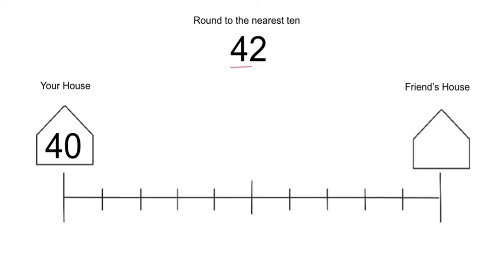So now let's see what your friend's house is. If we count by ones, 41, 42, 43, 44, 45, 46, 47, 48, 49, then if your friend's house is 10 houses away, then your friend's house number is 50.